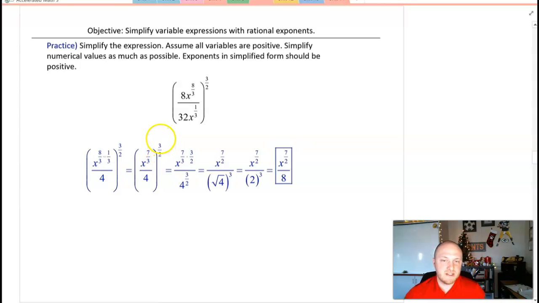And you are raising this to the power of 3/2. So now we have the power of a quotient property. You're going to distribute that 3/2 into the numerator and the denominator. And what ends up happening is the 3's cancel with the powers, and you end up with x to the power of 7/2. In the denominator, you have 4 to the power of 3/2. Well, square root of 4 is just 2, and 2 cubed is 8. So there's your final answer.